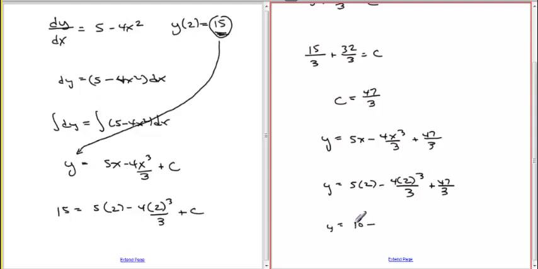So that's 10 minus 32 thirds plus 47 thirds.